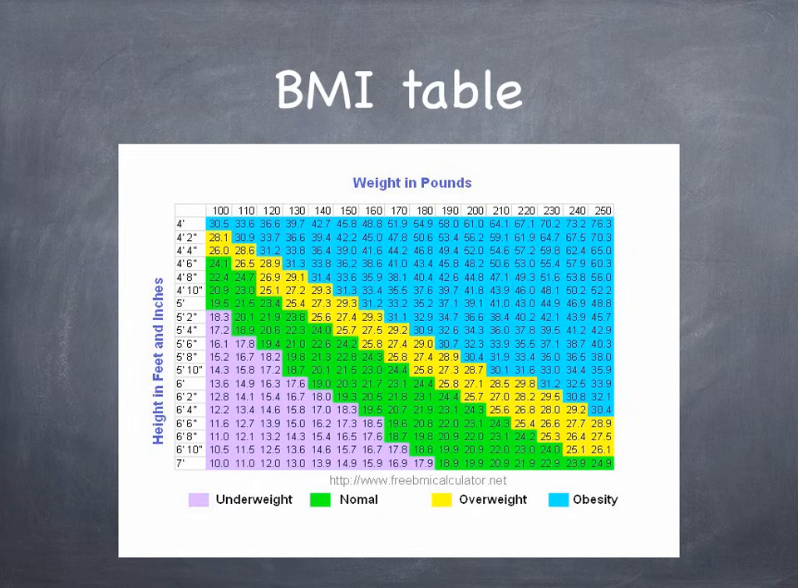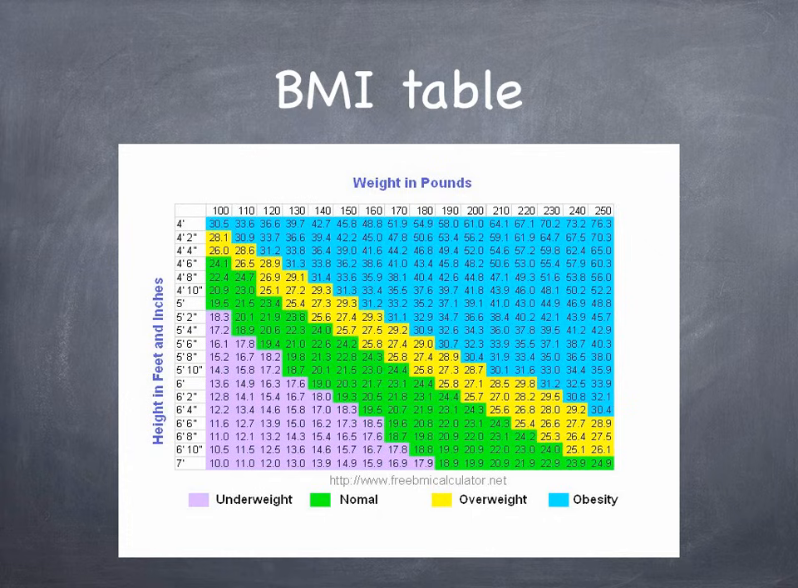Here's a BMI table for the end of the session. I want you to calculate your BMI, and it's very simple to use. If you weigh 150 pounds and you are 5'6", you're in the normal range. You have a BMI of 24.2.